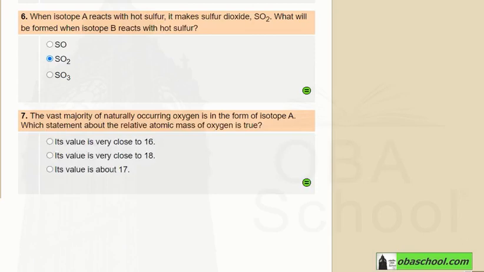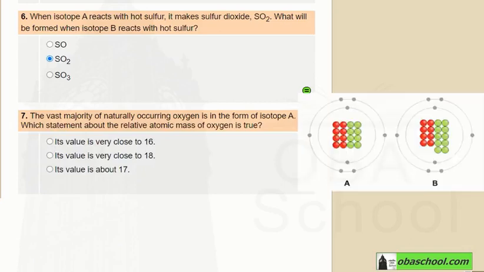Now, the vast majority of naturally occurring oxygen is in the form of isotope A. Which statement about the relative atomic mass of oxygen is true? Take a moment to think about this question. So the majority of oxygen is found in the form of isotope A, which has a mass number of 16. Since we have 8 neutrons and 8 protons, this means that the relative atomic mass of oxygen will be very close to 16.